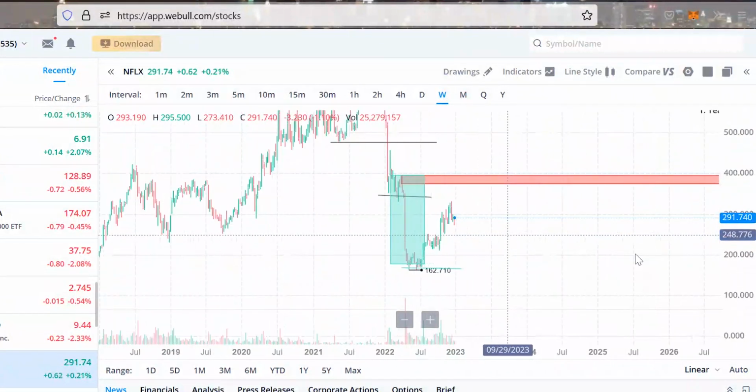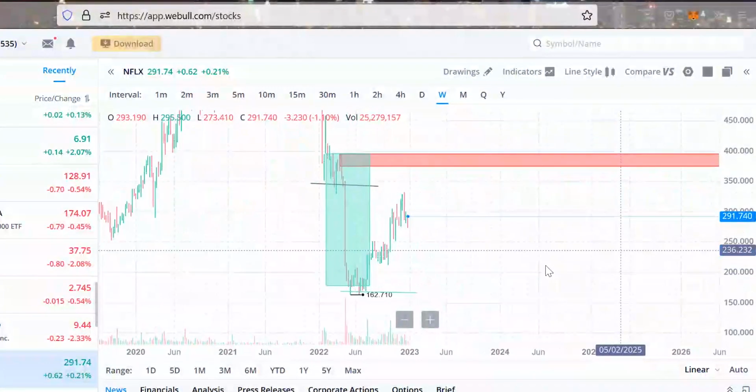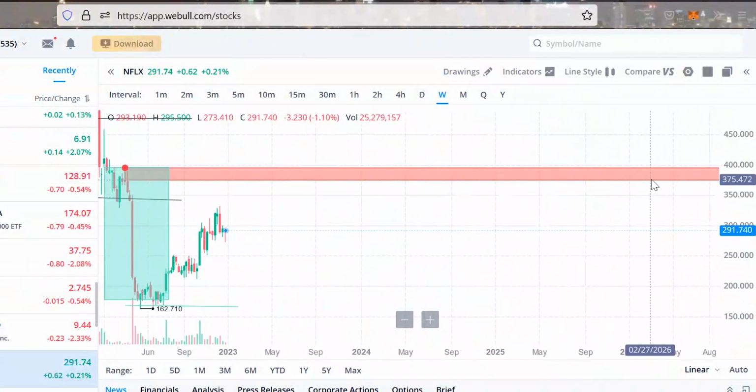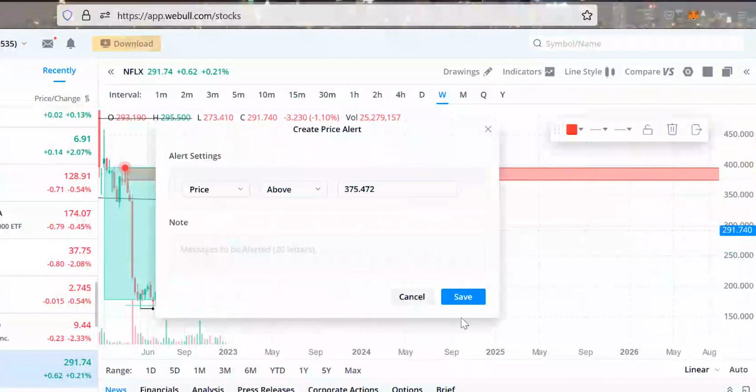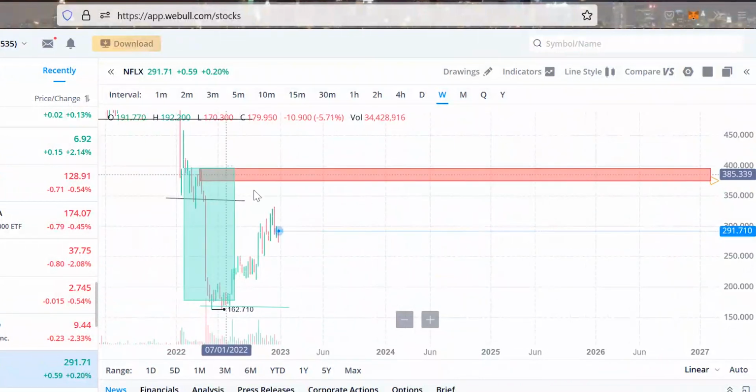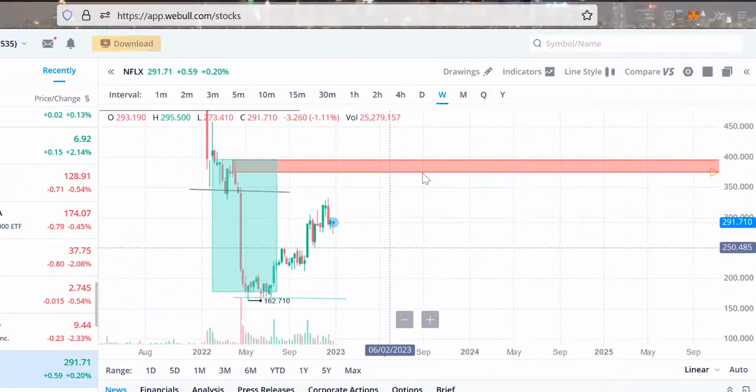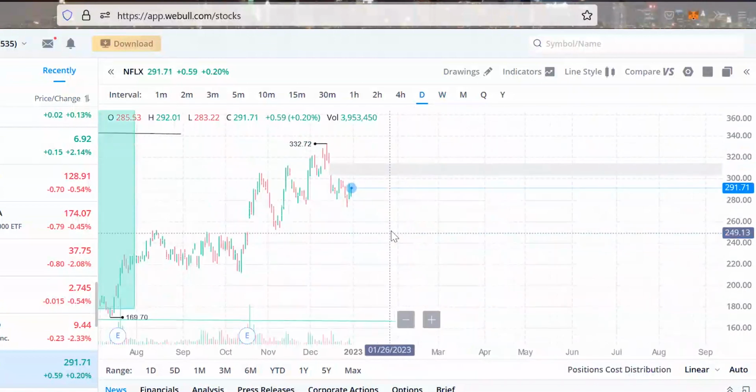So nothing much going on here. I like what it's doing. I have price happening here, and I'm just going to set an alert, right? Because that's what I want, price to come into my zone. And overall, that's what's happening, right?